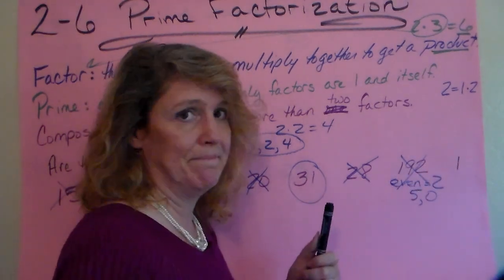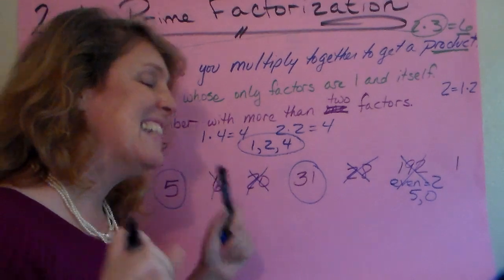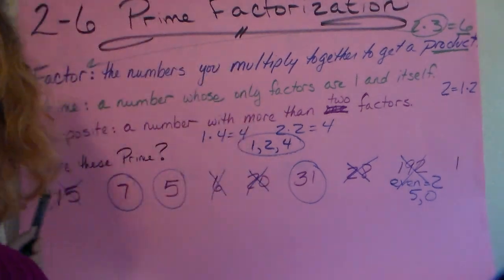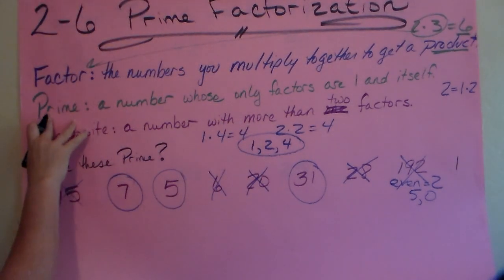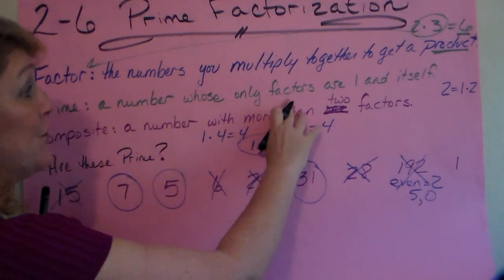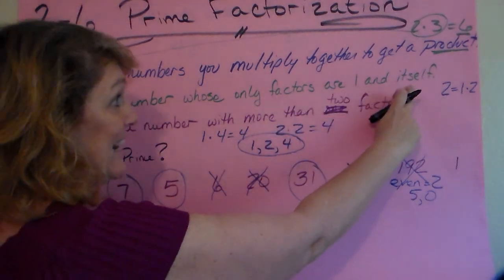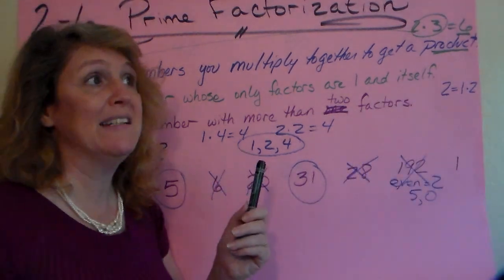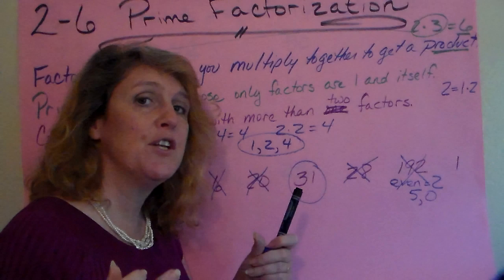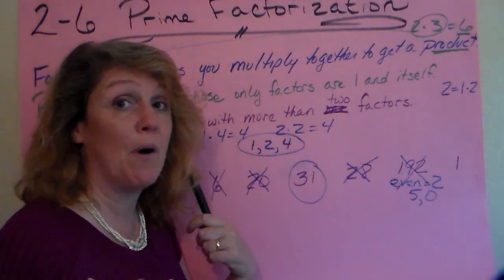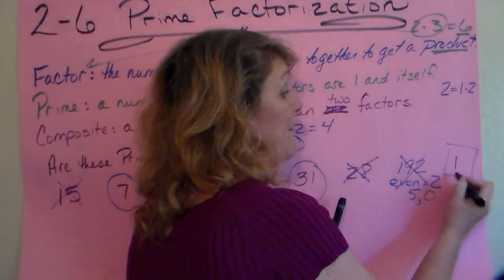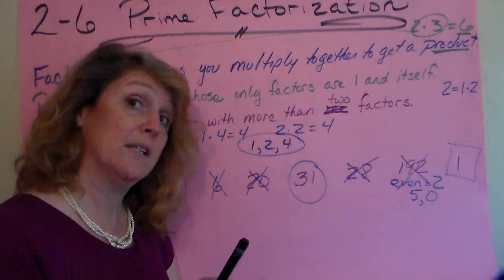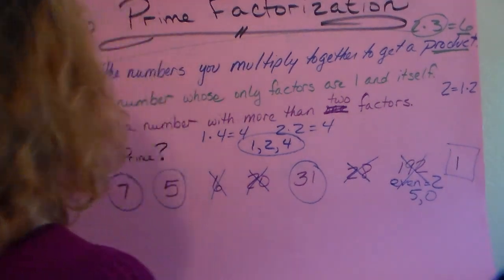What about the number 1? The number 1 doesn't count. They say it's neither prime nor composite, because to be prime, you have to have 2 factors, 1 and itself. Well, this has 1 and 1. It doesn't have 1 and something else. So it doesn't fall into the prime category, and it certainly is not composite. So this is a separate thing that we just call 1. So don't include 1 in your primes.